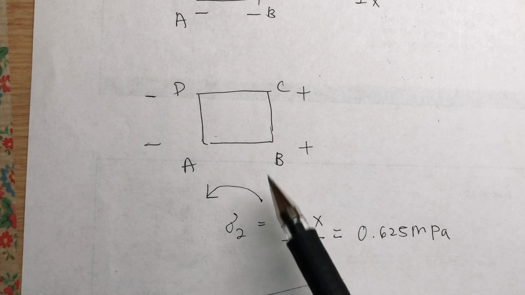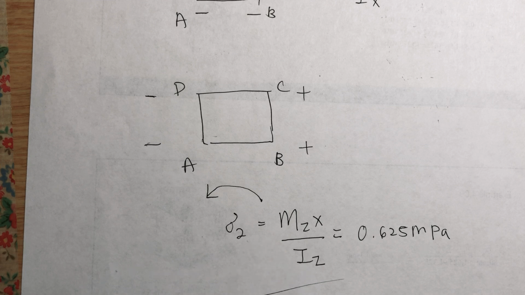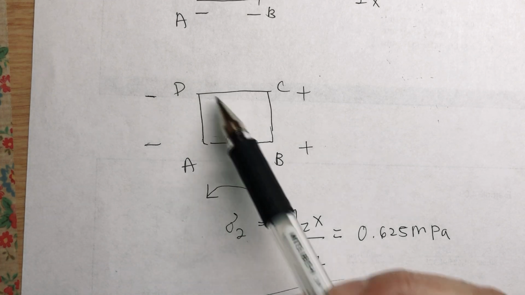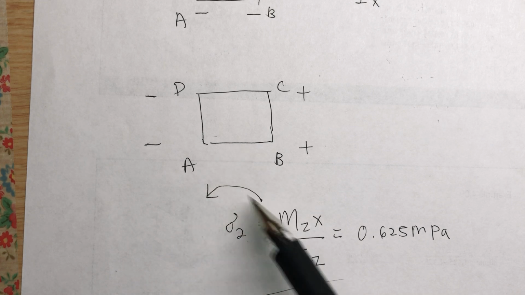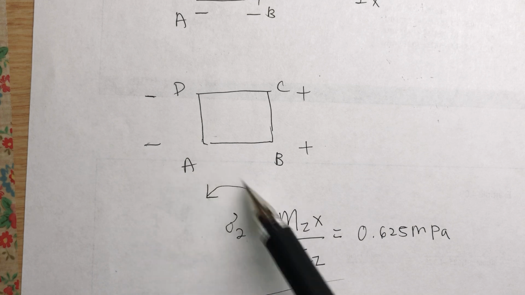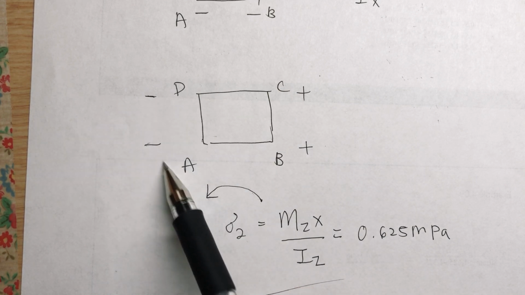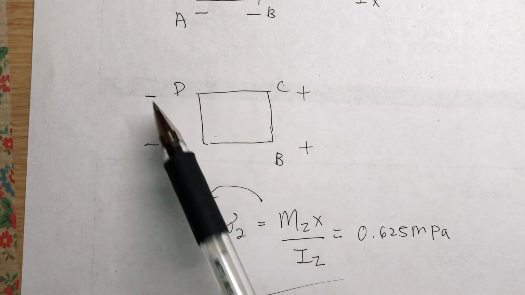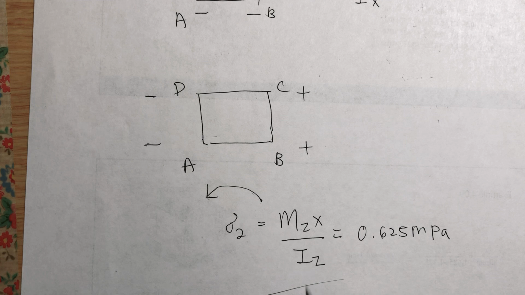How about for the moment about the z-axis? The leftmost here is going to be in compression. That's where the arrow is pointing to, the left. And then this part is going to be in tension. So D and A are going to be negative. D and A are going to be in compression, and C and B are going to be in tension. Okay?